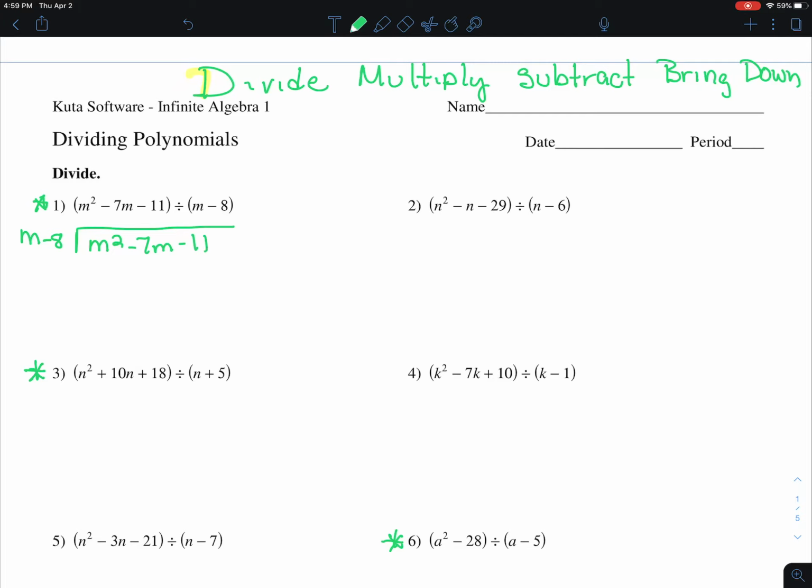Okay, so my first question is, what can I multiply by m to get m squared? Well, m, because m times m is m squared. So the first thing I did was divide. What's my second thing? Multiply. So now I'm going to multiply, and when I multiply, I have to distribute. I'm going to multiply both of these by m. So m times m is m squared, and m times -8 is -8m. So I divided, I multiplied. Now I'm going to subtract.